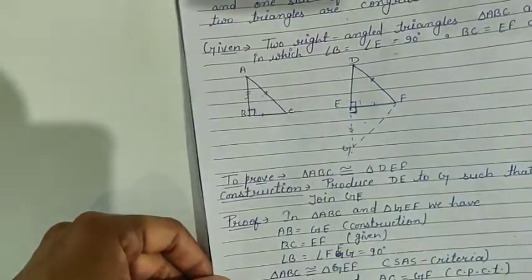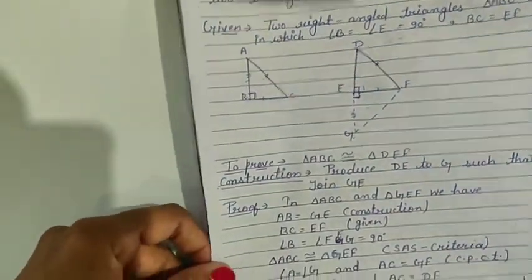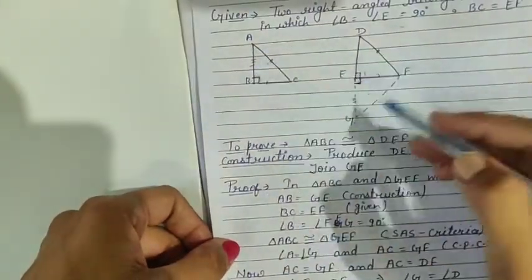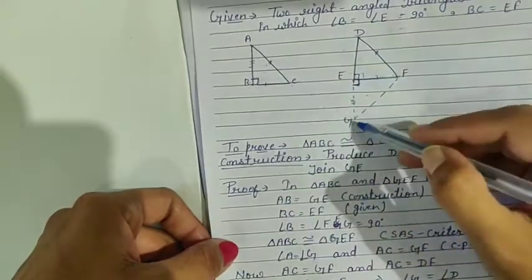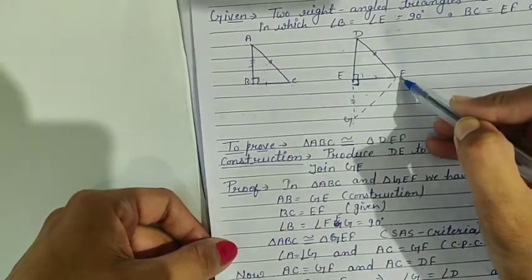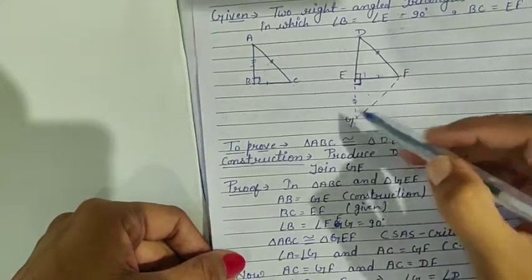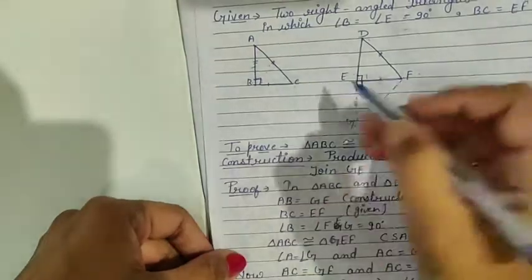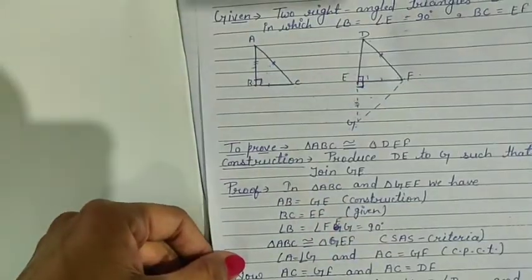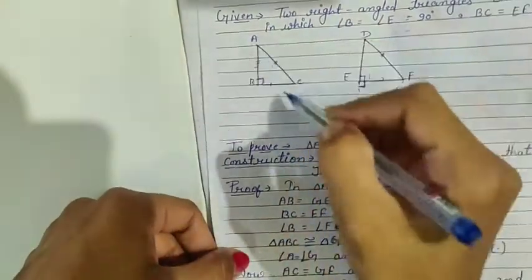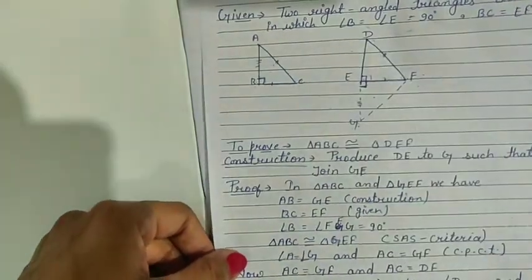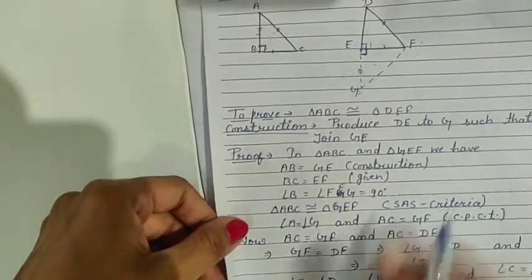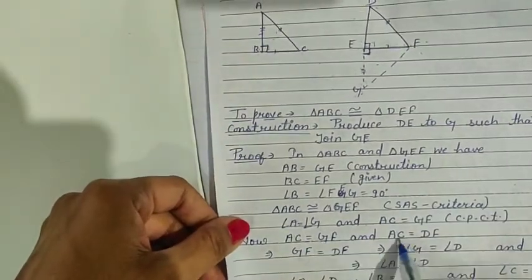These two triangles are congruent, and we know that corresponding parts of congruent triangles are equal. Then angle A equals angle G and AC is equal to GF. AC is equal to GF by corresponding parts of congruent triangles, and AC is equal to DF. This is given in the statement. Then GF is also equal to DF.